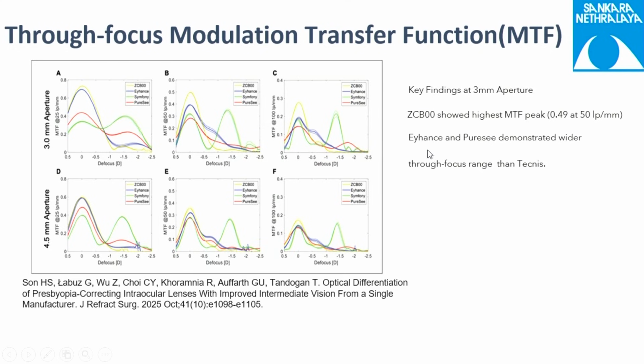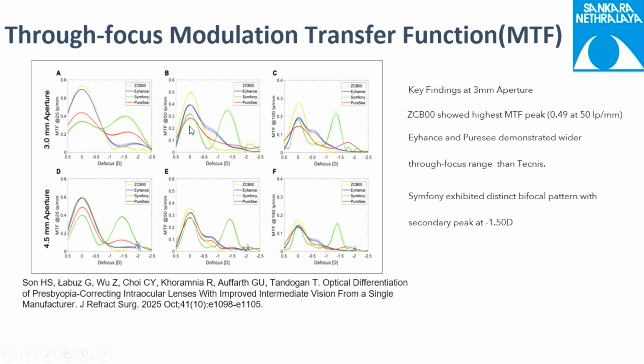The second thing is that Eyehance and Pure C demonstrated a wider through focus range than Technis. Now, Kunjal told us if any graph falls steeply, then it's not a good performance, because suddenly the visual quality is going to deteriorate. Whereas if you compare the EDOFs, only the first two are monofocal, the other two are accepted as EDOFs. So they have a very graduated fall of the MTF.